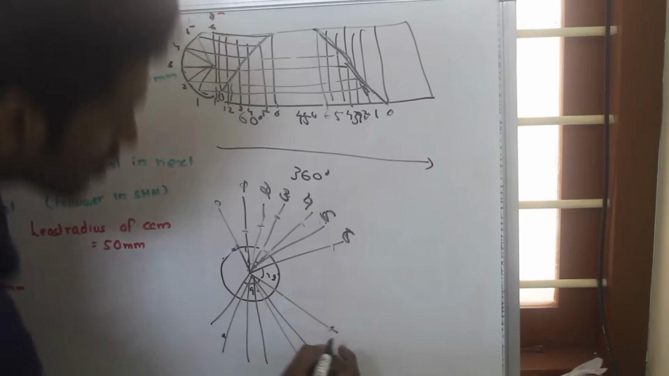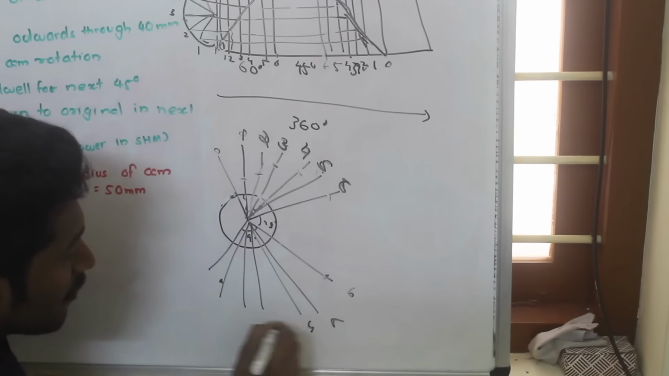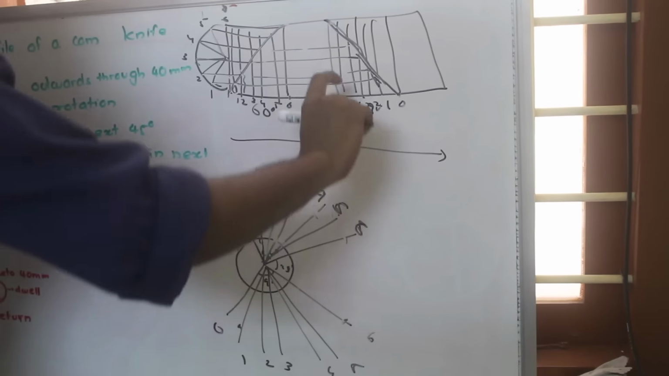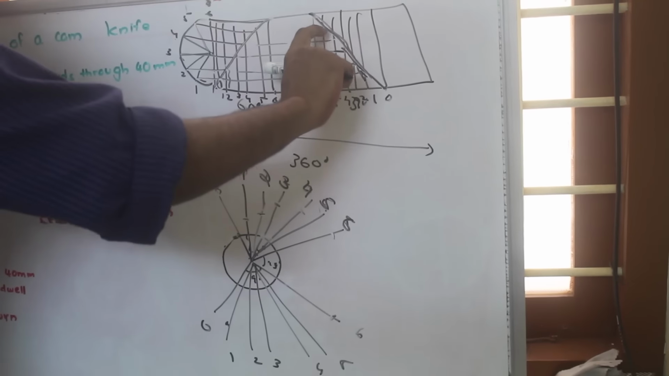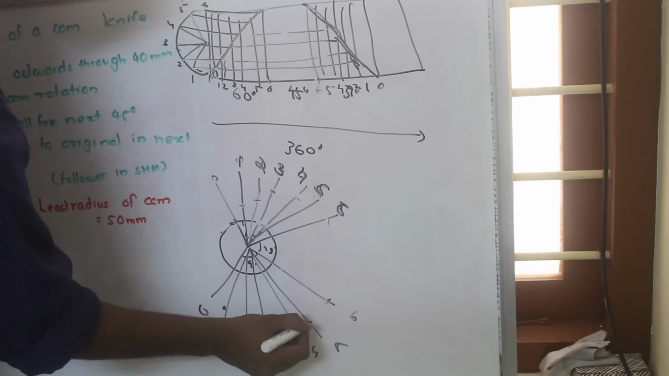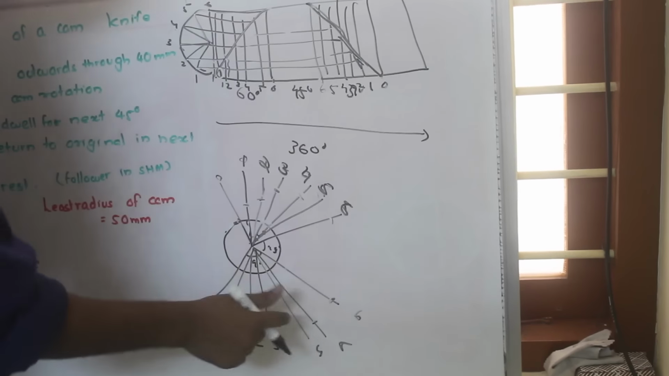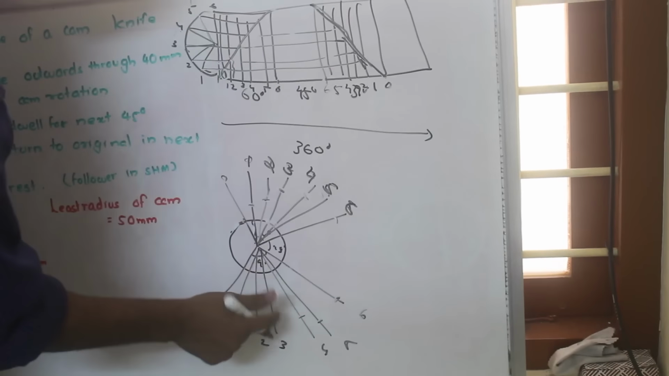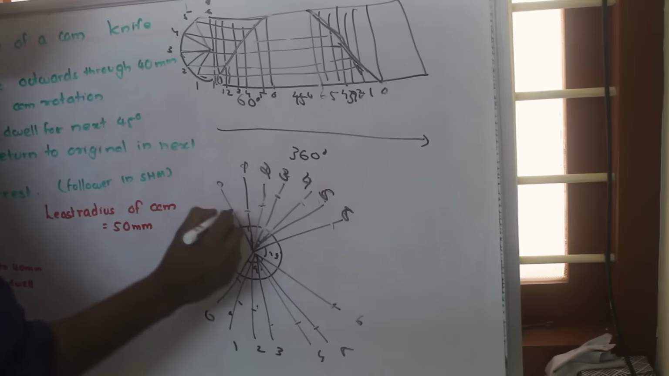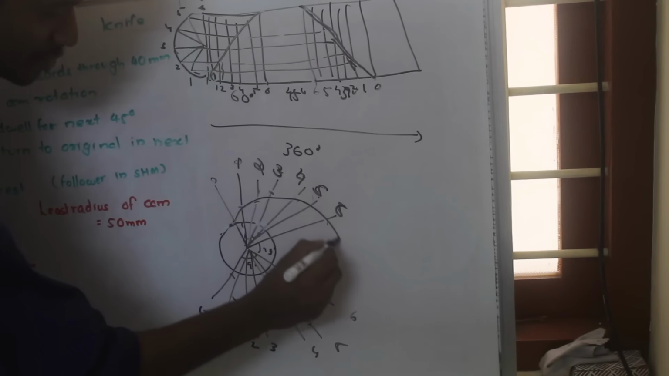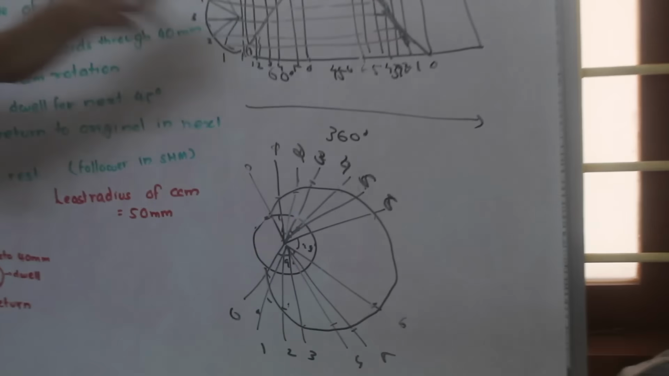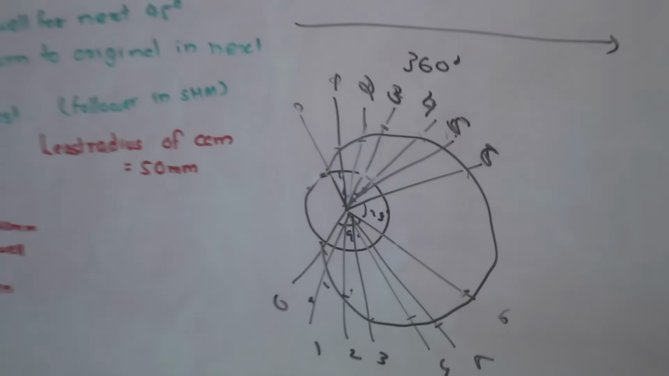Now again here 6, 5, 4, 3, 2, 1, 0. In line 5, from here we will select the height, and it will be cut from the base circle. Then 4, 3. Similarly, we will be doing around the circle. At last, all these points will be joined to get the cam profile. This is how you obtain the cam profile.